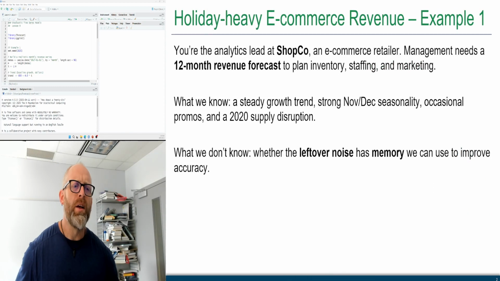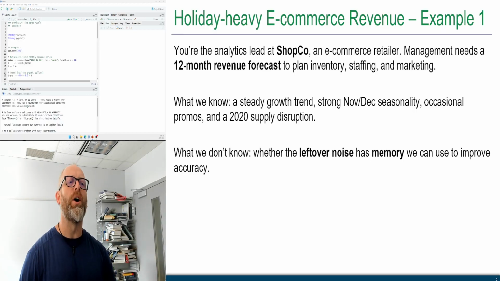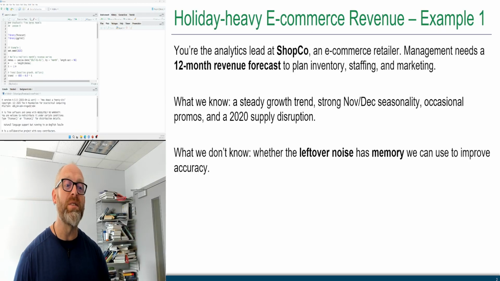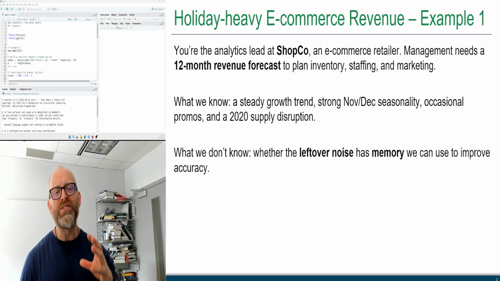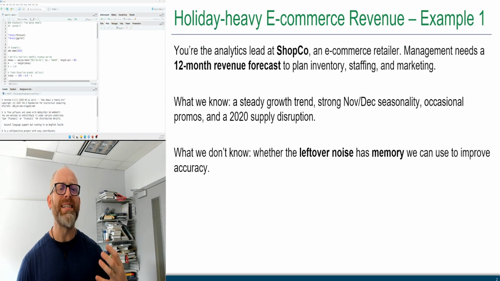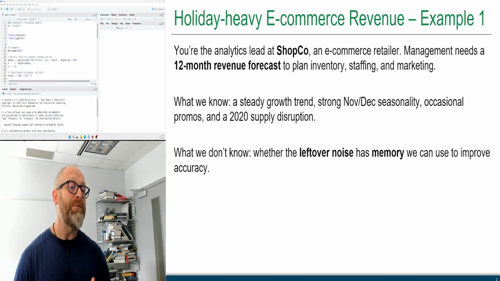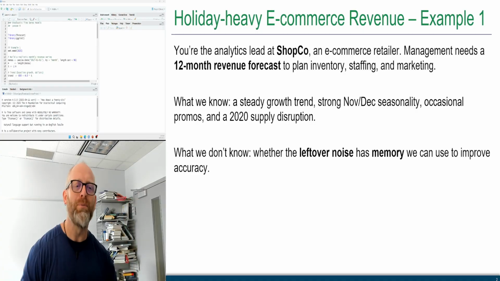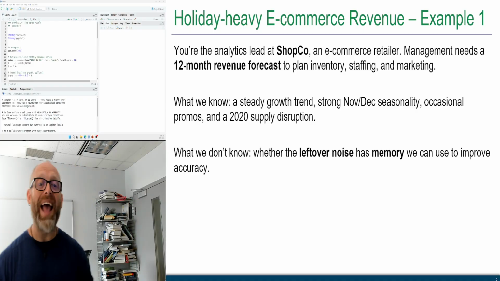So let's suppose you're the analytic lead at Shopko, an e-commerce retailer. Management needs you to have a 12-month revenue forecast to plan inventory, staffing, and marketing. What we potentially know is there is a steady growth trend, strong November, December seasonality, occasional promos, and we'll say in 2020 there was a supply disruption. What we don't know, if we could model this trend and this seasonality, is whether the leftover noise has memory that we can use to improve the accuracy.